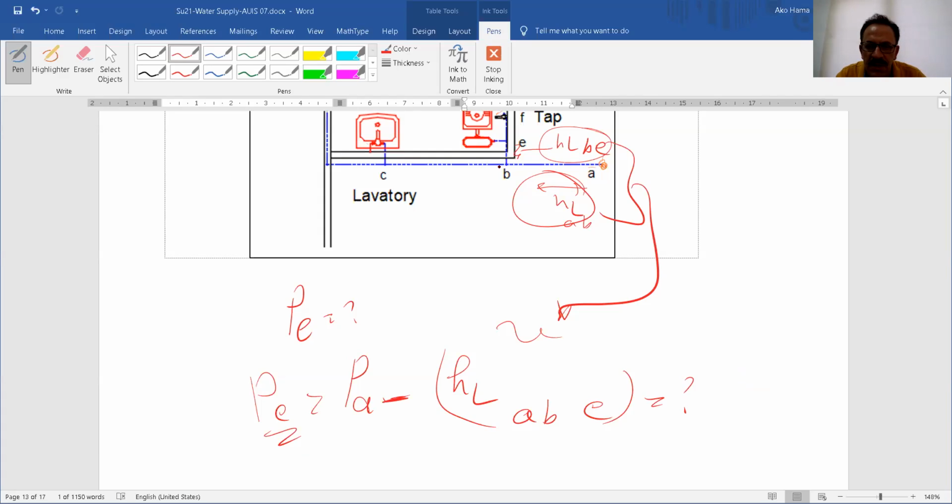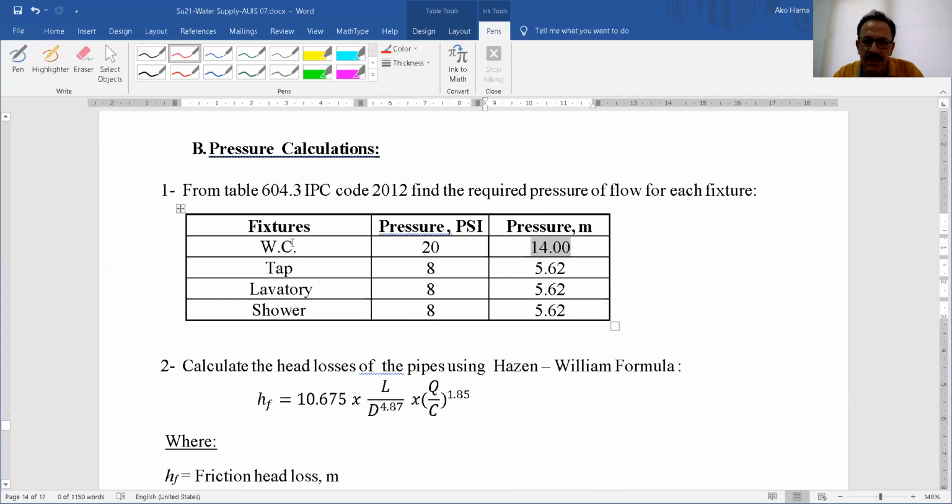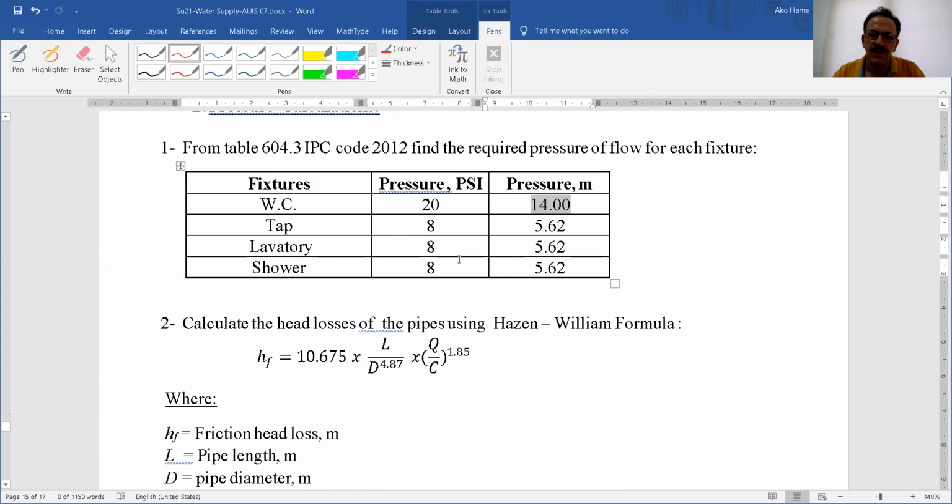The required one, it will tell us that the pressure should not be less than 20 psi, for the shower, for the water.